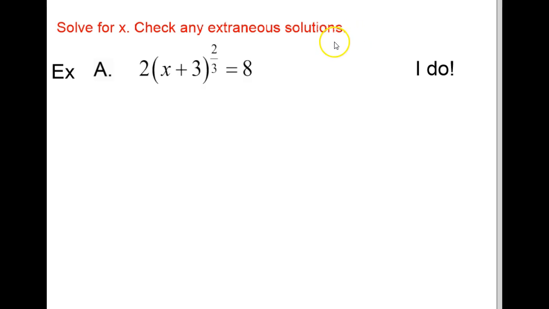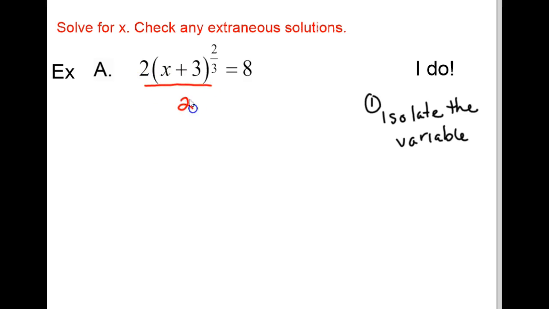So just like we did yesterday, my first job is always to isolate the variable. So I've got to get x all by itself. And the problem is, it's not. It's inside this thing, and it's being multiplied by 2. So my first step is I'm going to try to get this set of parentheses all by itself. So when I do this, I get (x plus 3) to the 2/3 power is equal to the number 4.